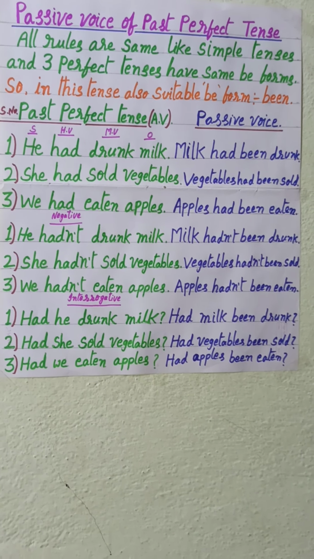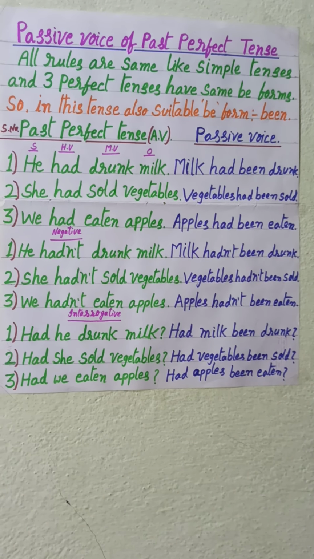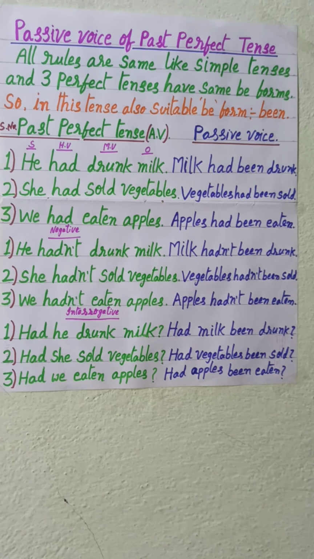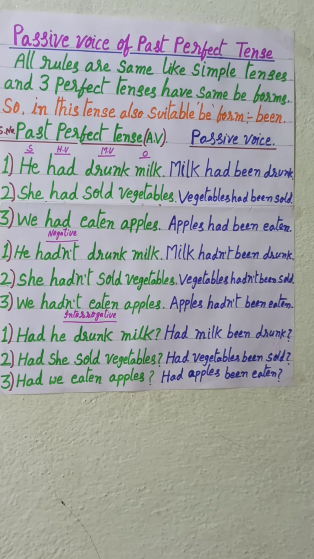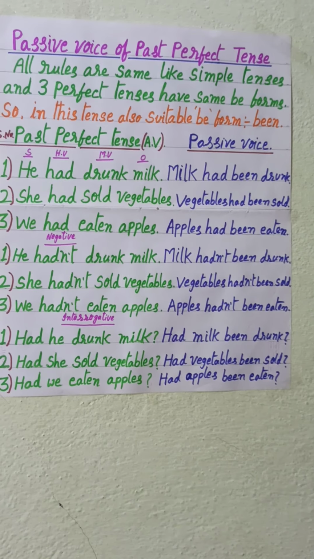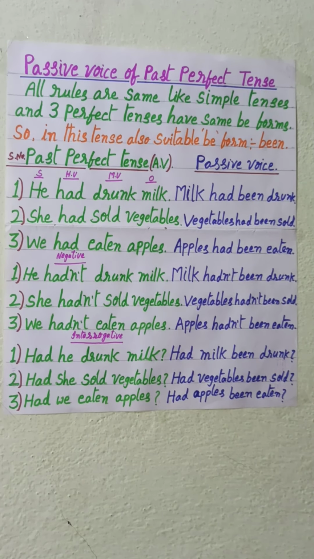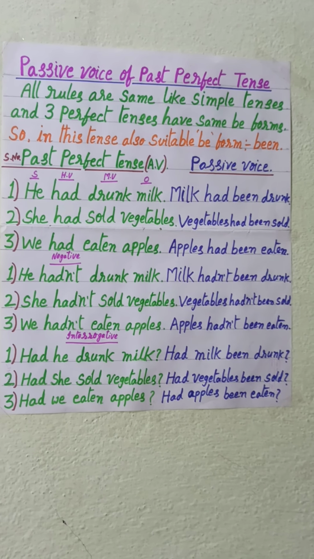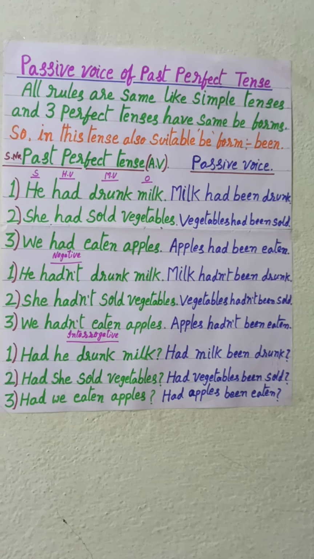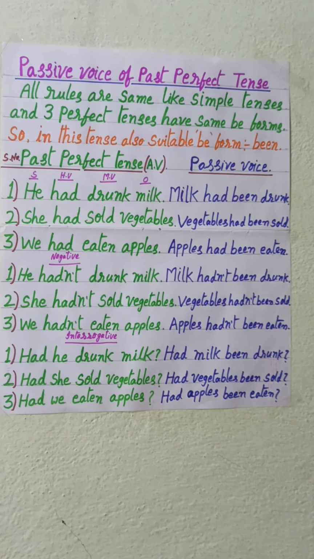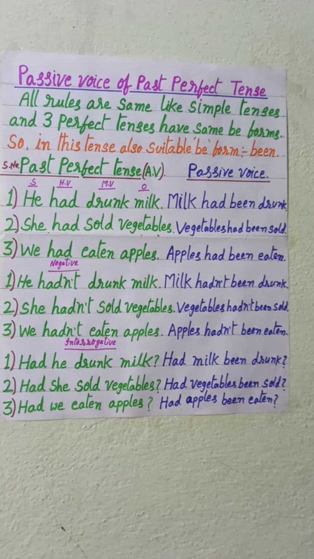I would like to improve our speaking skills. Now we are going to learn about passive voice of past perfect tense. All rules are same like simple tenses and three perfect tenses have same V forms.